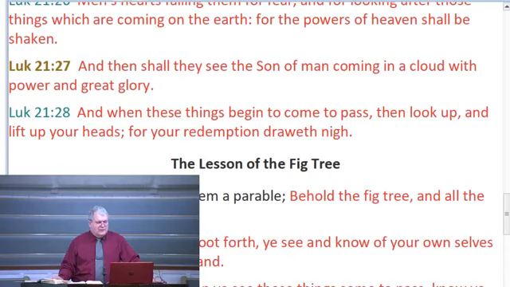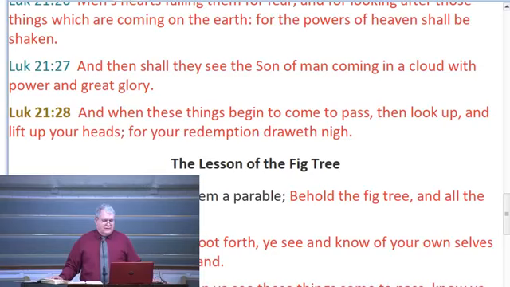All things be fulfilled. And when these things begin to come to pass, look up and lift up your heads, for your redemption draweth nigh. What a wonderful word of comfort that is for the tribulation saints who will get this book in their hands and read it. And know it's now. Now he's coming. Your redemption draweth nigh. We have songs about that. We love to sing about it.